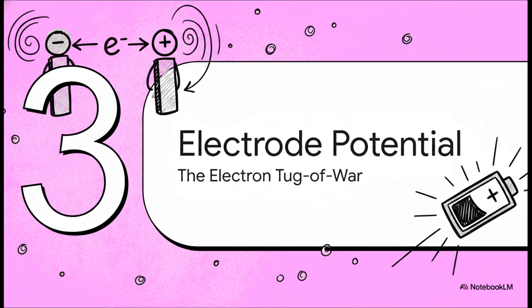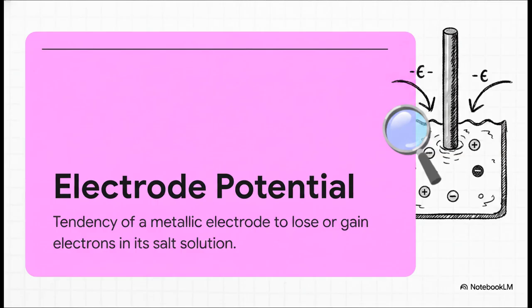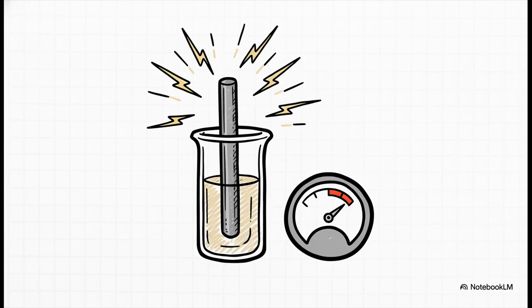Which brings us nicely to part three, understanding electrode potential. Okay, so we know electrons are moving, but what's their motivation? That is where electrode potential comes in. It's basically the natural push or pull a metal has when it comes to its electrons. If you drop a metallic electrode into its own salt solution, it inherently wants to do one of two things. It either wants to shed its electrons right into the liquid, or it wants to aggressively pull them out. Because of this ongoing chemical tug-of-war at the surface, the electrode actually gains a measurable electrical potential all on its own. We call this single electrode potential.